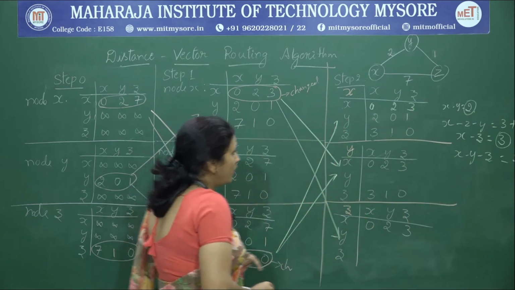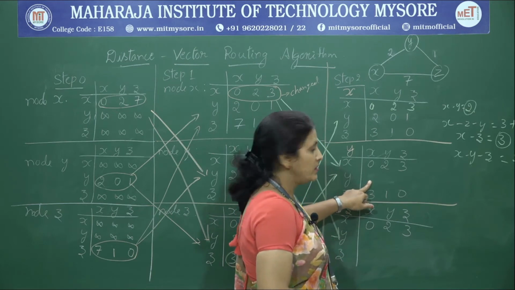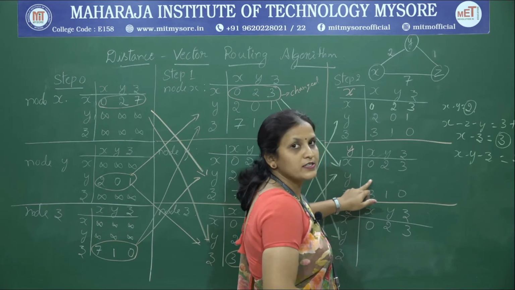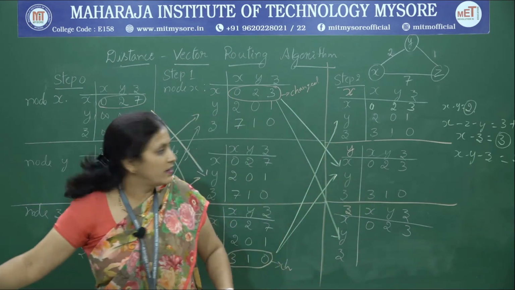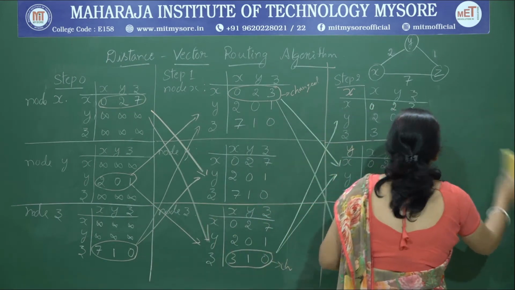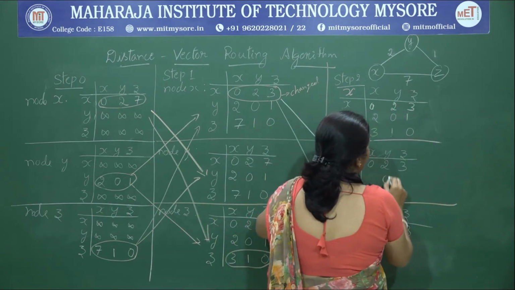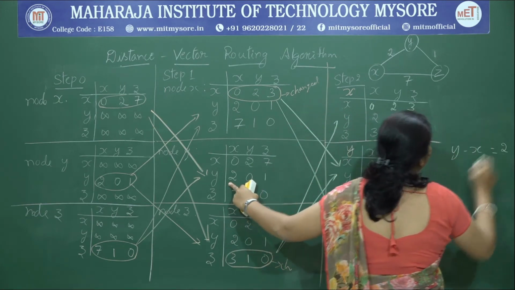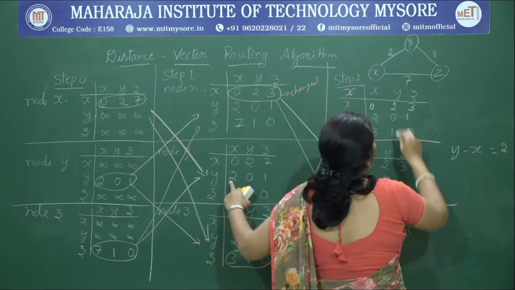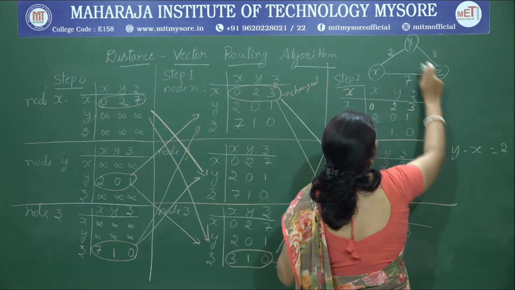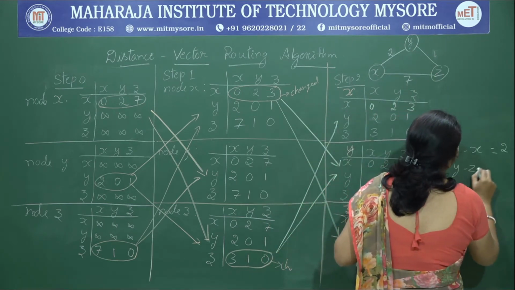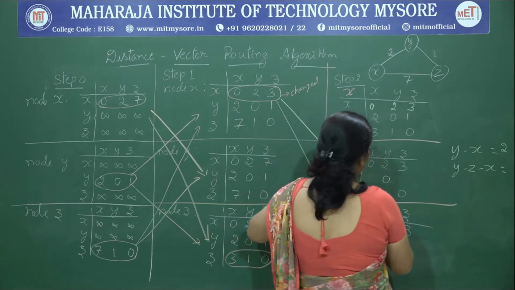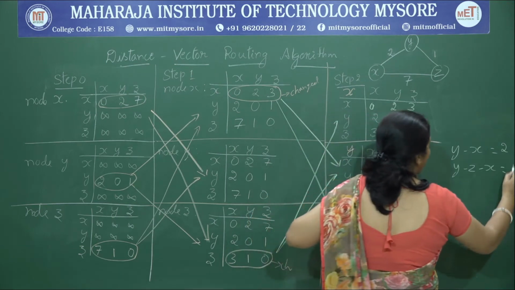Again, we are going to calculate the value for y here. Since the values of x and z have changed, we are going to calculate the distance vector for y. Same procedure. From y to y it will be 0. From y to x we had 2 in our previous step. Is there any other path through which we can travel to x from y? From y to z and z to x. So, what is the value from y to z? It is 1.